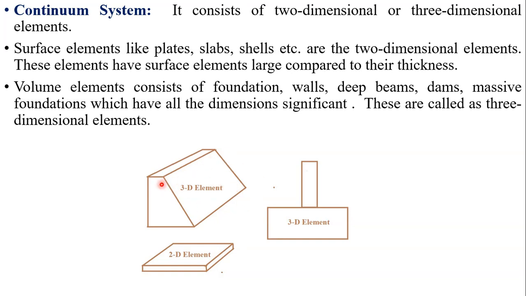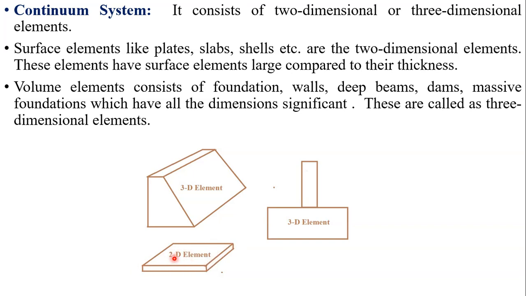This is a retaining wall, or you can call it a dam section. So it is a volume element. It has all the three dimensions significant, while this is a two-dimensional element. The thickness is not significant. The cross-sectional thickness is not significant, but the other two remaining dimensions are significant.